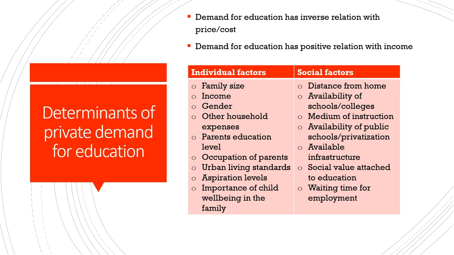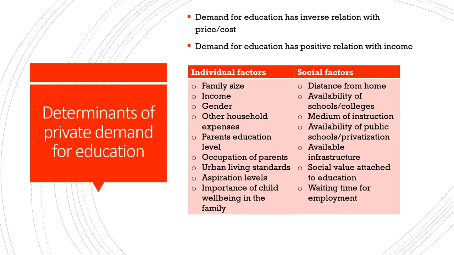Now, these are some of the individual factors and social factors that can be considered as the determinants of private demand for education. As far as the individual factors are concerned, some of the most common variables that we take are family size, income, the gender of the person. For example, in many developing country contexts, we have seen that there is a premium placed on education of the male child over that of the female child, but of course things are changing now. Particularly in the Indian context, we see that enrollments of girls have increased, and learning with regard to female students, both in secondary schooling and higher education institutions, has been increasing.